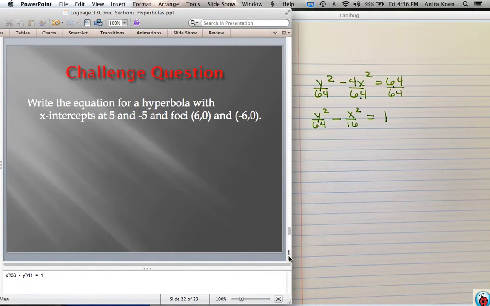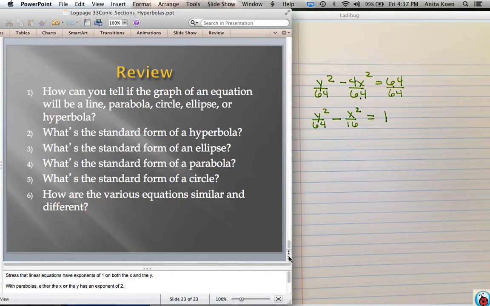Okay, and here's a challenge question for you. I want you to try this one, and then we'll work on this tomorrow in class. Here's your review. See if you can answer these questions, and we'll talk about them in class as well.